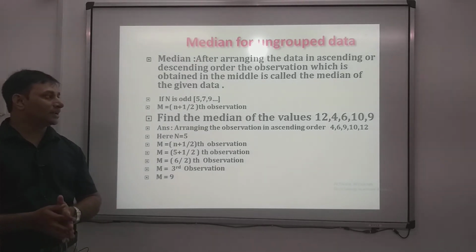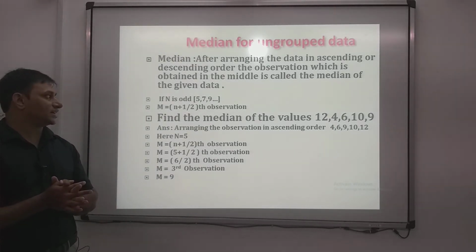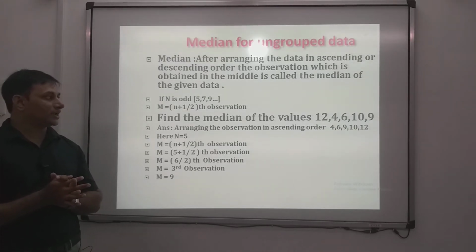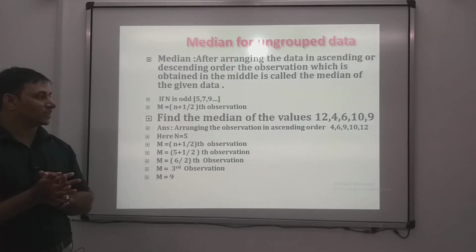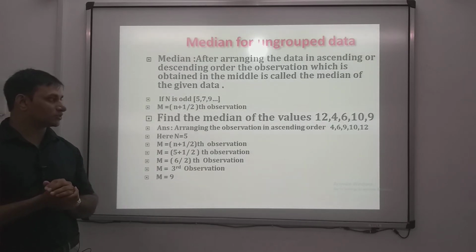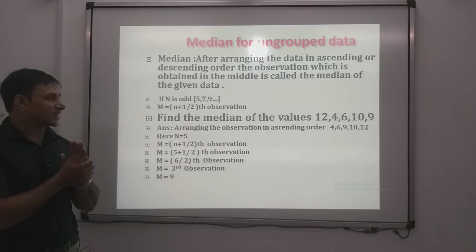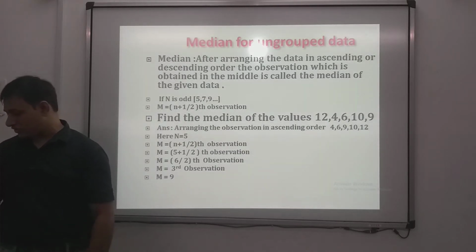If you see, 9 is the middlemost from both sides. For odd numbers it is very easy. After arranging in ascending order, 9 is the middlemost number from both sides. 4, 6, 9, 10 and 12. If you count from the beginning, that is 4, 6 and 9, that is the third observation. From the end, that is first, second and third. So 9 is the middlemost observation.